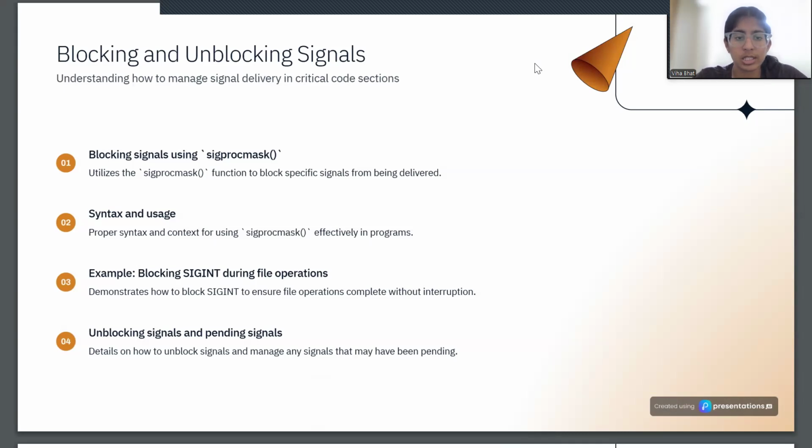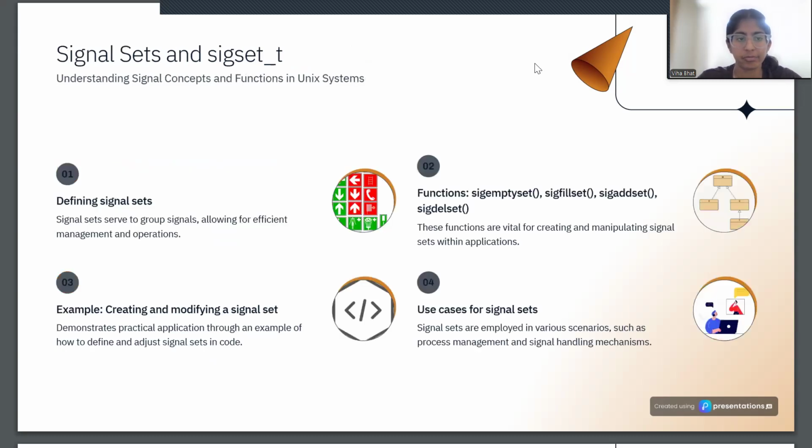Next is blocking SIGINT during file operations. This demonstrates how to block SIGINT to ensure file operations complete without interruptions. Next is unblocking signals and pending signals. Details on how to unblock signals and manage any signals that may have been pending.